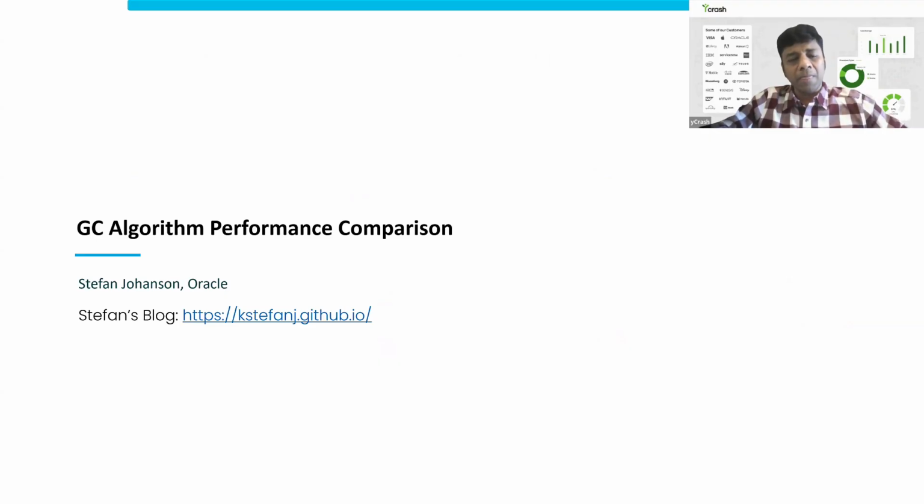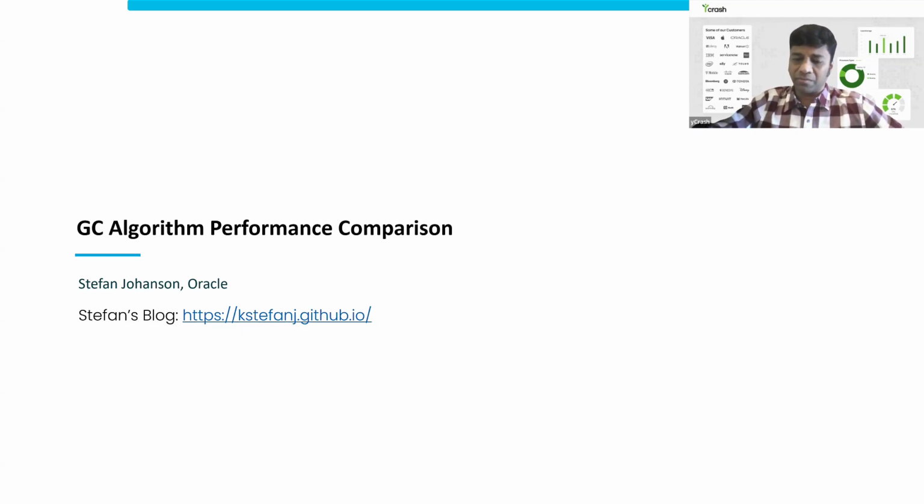Friends, for this, I'm going to be using the GC algorithm performance comparison study done by Stefan Johansson. He is a principal engineer at Oracle. So this is his blog page. He writes very interesting, very insightful blogs. So you can take a look at it. Right? So the next 3 slides come from Stefan Johansson's blog.